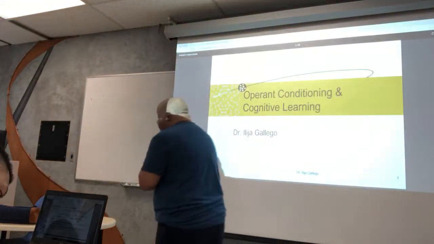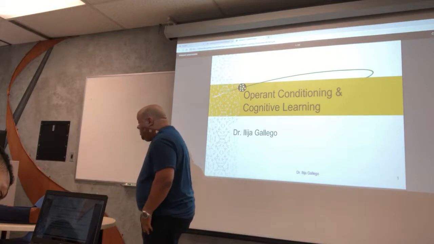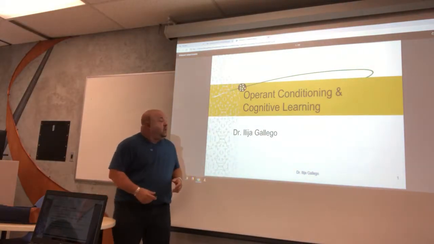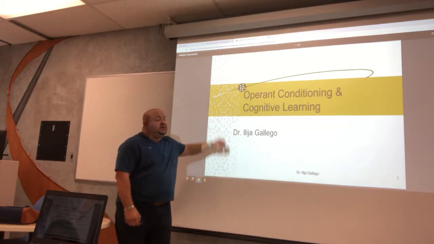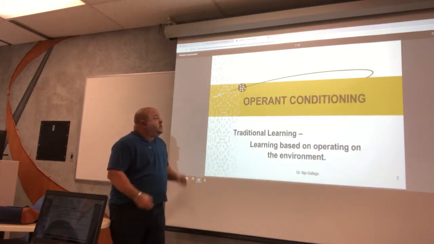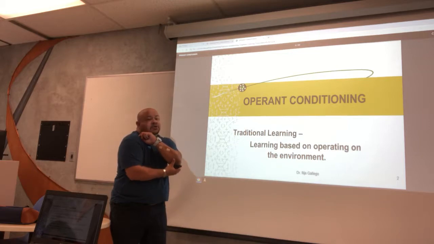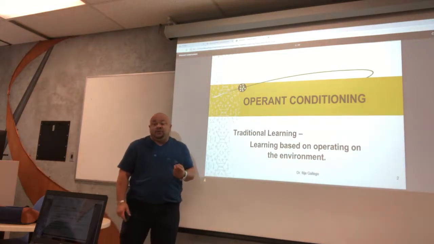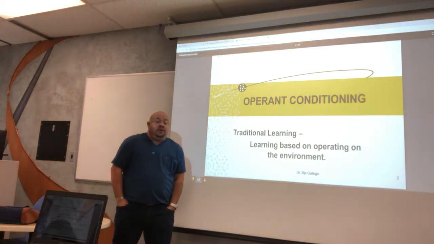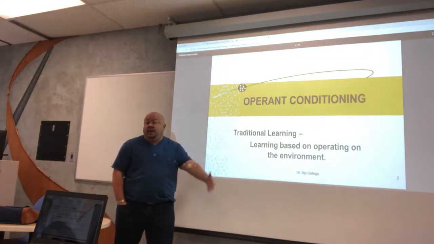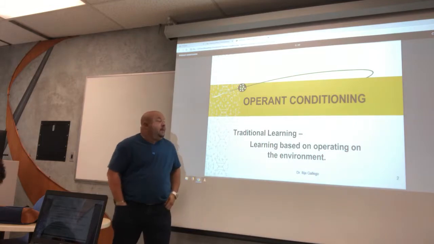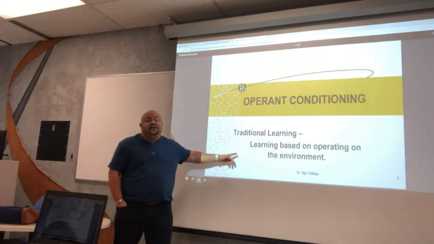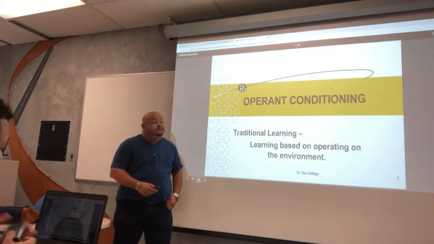Okay, so today we're going to talk about operant conditioning, which is different from classical, and we'll talk about cognitive learning another day. So operant conditioning is traditional learning. It's more like the kind of learning that you expect when you think about learning, where you do something and you like the result, so you learn to do that. And it's called operant because the learning is based on operating on the environment.